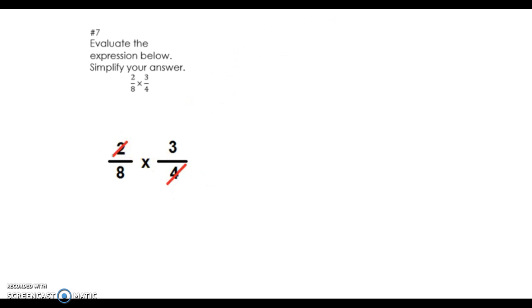And what's 2 divided by 2? That should be 1. And what's 4 divided by 2? 2, right? Because 2 times 2 is 4. 2 times 1 is 2. So then you just multiply across. What's 1 times 3? And then what's 8 times 2? I'm going to let you guys figure out the answer to that.